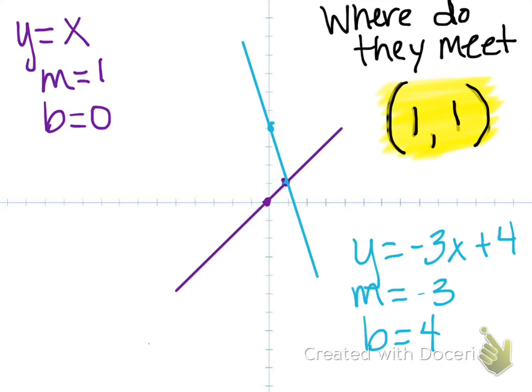Then we graph the equation y equals negative 3x plus 4. Here we need to identify the y-intercept and the slope. The y-intercept b equals 4, and the slope m equals negative 3. So we go up to positive 4 on the graph. From there we go down 3, right 1, and we draw a line through those 2 points.